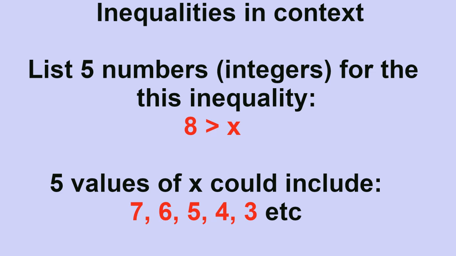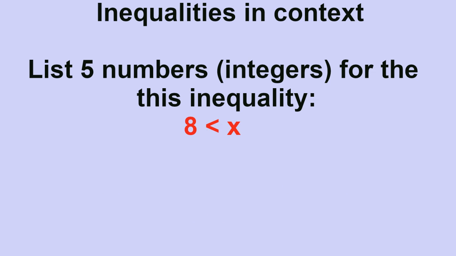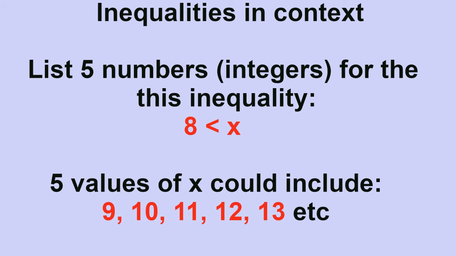Let's look at this inequality. It looks the same, but there is a subtle difference. 8 is less than x, so therefore all the values of x must be greater than 8. So let's list the first 5 numbers in this inequality. It could be 9, 10, 11 and 12. And just to double check, let's substitute the numbers into x. 8 is less than 9, 8 is less than 10, 8 is less than 11, and so on. So you can see that the numbers that we've given do indeed satisfy that inequality.